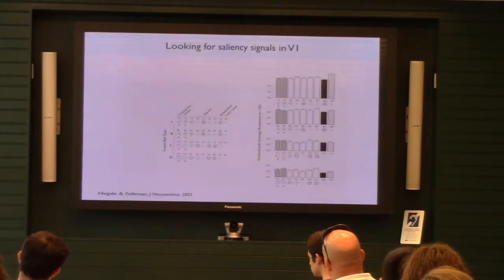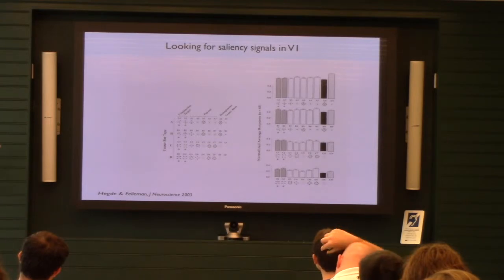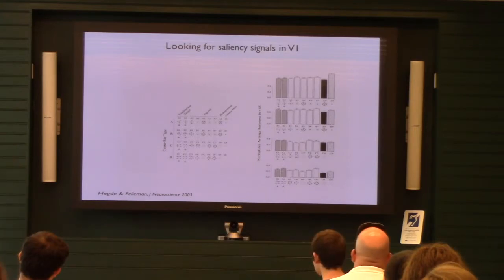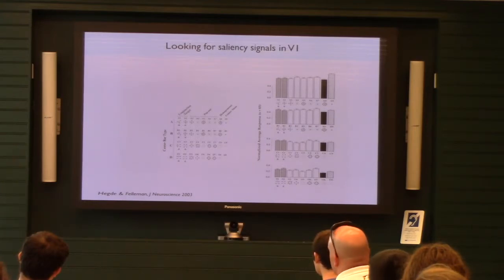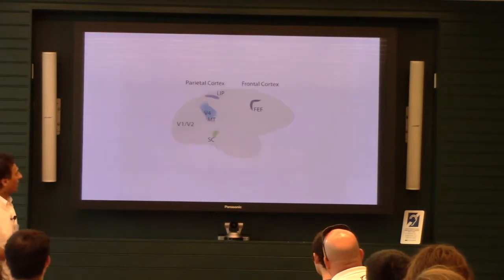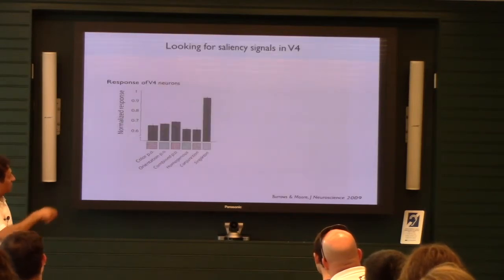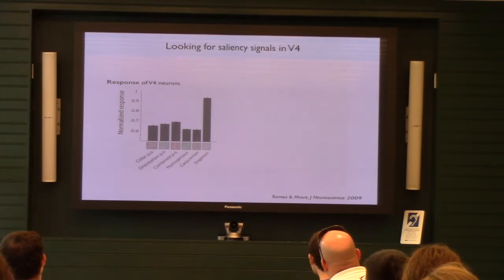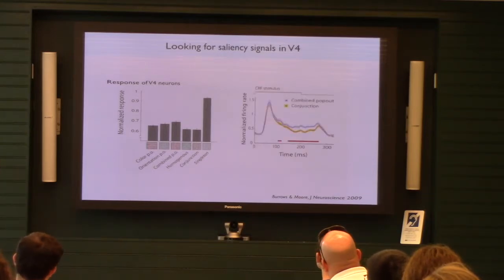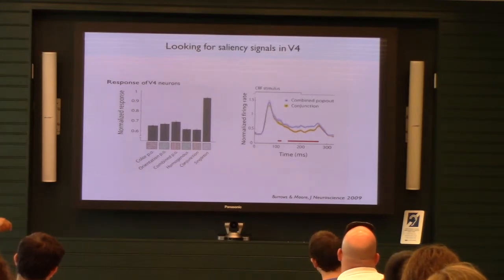Make sense? People have done that. This experiment was done like 15 or 20 years ago in V1. I'm not going to tell you the details, but you can conclude that it's not happening in V1, because the response to conjunction and pop-out are the same in V1. Then people looked at the higher visual areas, and there you can actually see a difference between the response to conjunction and pop-out, which tells you V4 has some saliency signal in it. You can see how it emerges over time. It doesn't show up right away. It takes a few hundred milliseconds before you can see different responses to the pop-out and conjunction target.